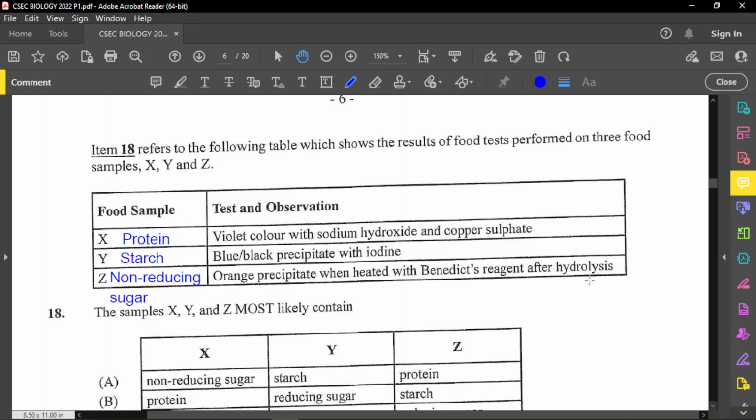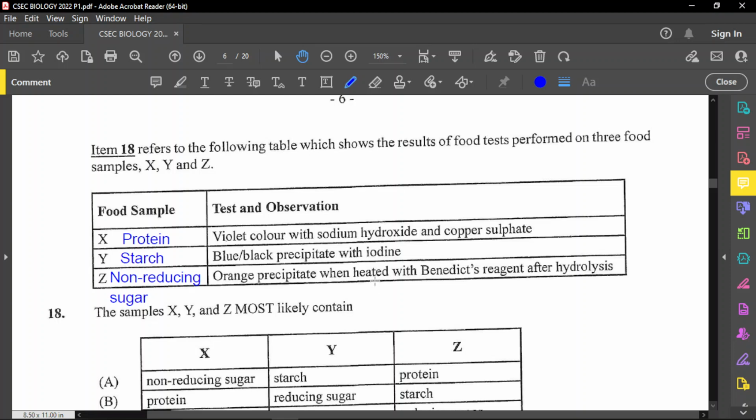So I'm going to point out something here. There are 2 types of sugars that we need to know. One is called reducing and one is called non-reducing. How do we know that this is non-reducing? It is because of the word hydrolysis. Hydrolysis means to split by using water. And of course, heat is needed for that splitting.